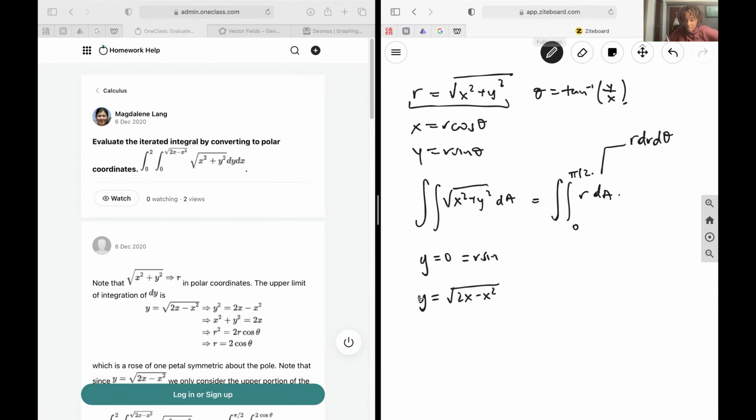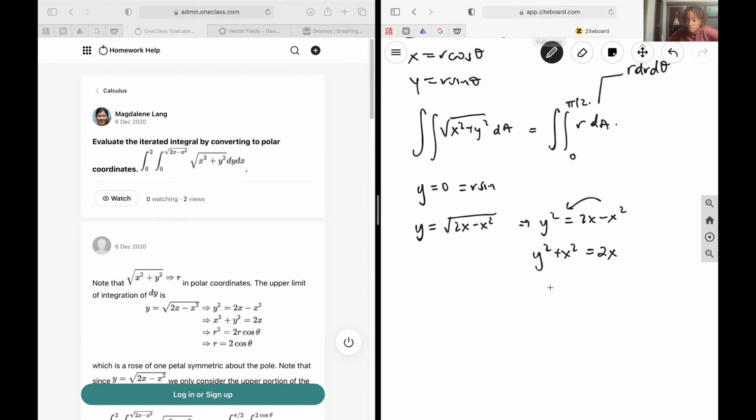So to begin solving this, let's get rid of this square. This will become y squared is equal to 2x minus x squared. Bring over the x squared, so y squared plus x squared, which we know as r squared, is equal to 2x. And then now we convert things to polar coordinates. So r squared is equal to 2r cos theta. Cancel out the r's, and we get r is equal to 2 cos theta. So we're going to be integrating from r is equal to 0 to r is equal to 2 cos theta.